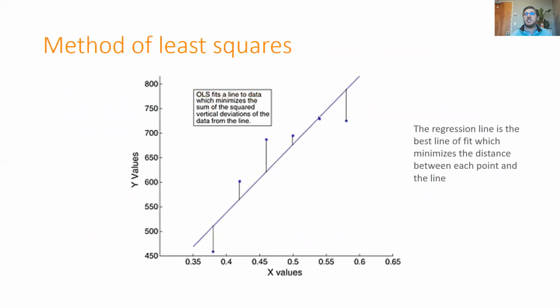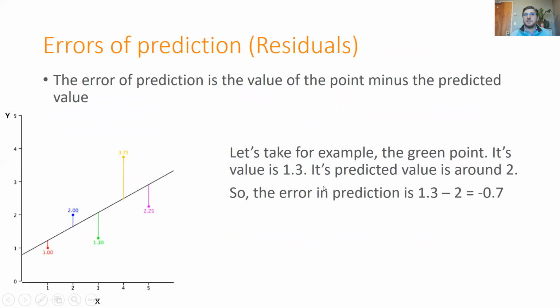The method of least squares tries to minimize the distance between each point and the line. So the regression line is the line that has the minimal distance to every point. That's what the method of least squares is.